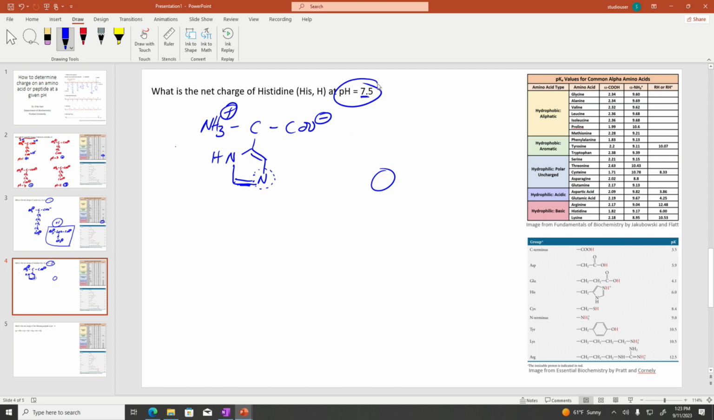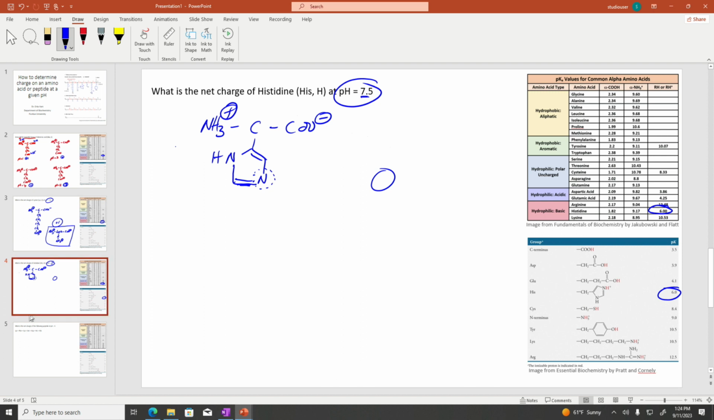If I was drawing this at a lower pH, below the R group pKa, which is, where is histidine? On my side chain, histidine is here, pH 6. So if I'm drawing it below a pH of 6, then this group would be ionized.